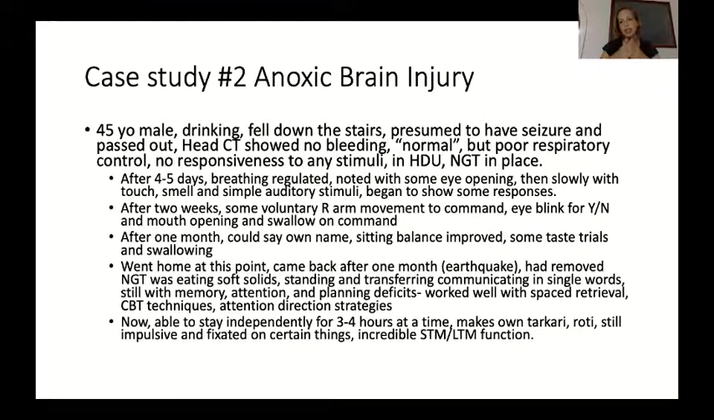So if he feels like he needs to go to the toilet, you will not stop him from going to the toilet, even if he just went 20 minutes ago or 15 minutes ago, he gets fixated on it. But he has an incredible short-term memory and long-term memory.